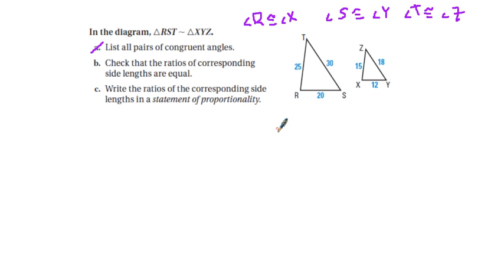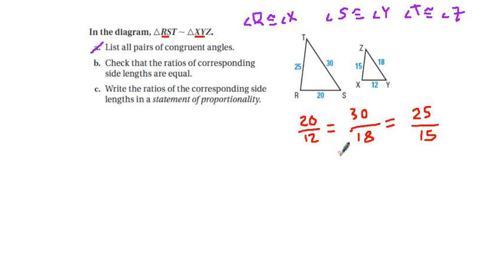Part B. Check that the ratios of corresponding side lengths are equal. So if we look through, we would want to look at RS versus XY. RS is 20, XY is 12. So that's our first fraction, our first ratio. Our second one, ST and YZ. ST is 30, YZ is 18. And in our last one, RT and XZ. RT is 25, XZ is 15.